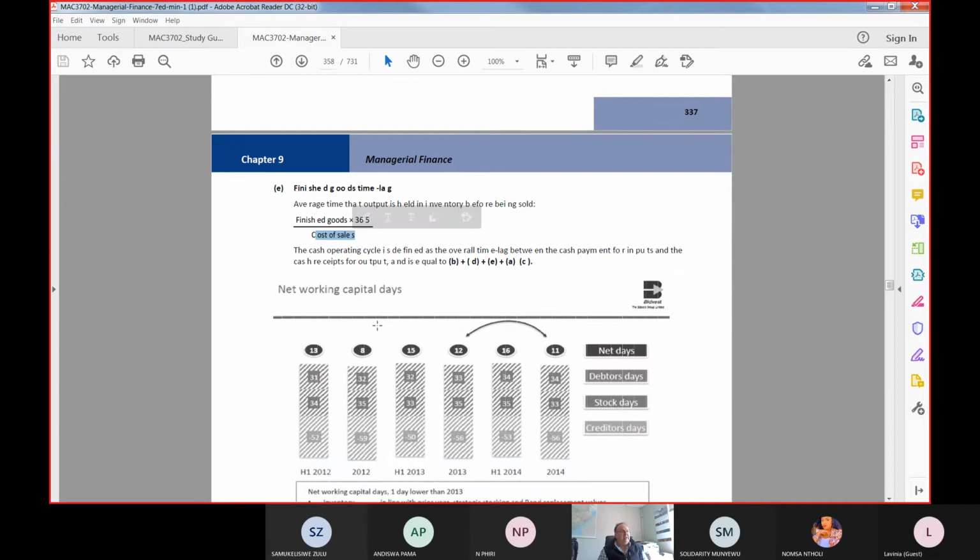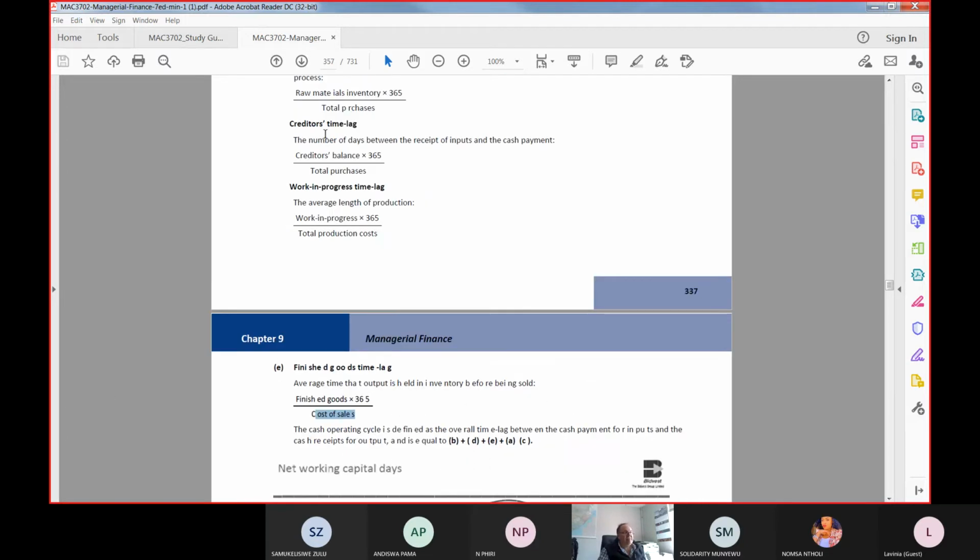Okay, so here they have the cash operating cycle. Sorry, there's a few letters missing there. I'm going to read it from my own textbook. The cash operating cycle is defined as the overall time lag between cash paid for inputs and cash received from outputs. B plus C plus D plus A plus E minus C. Just remember, C also counts against you. Okay?